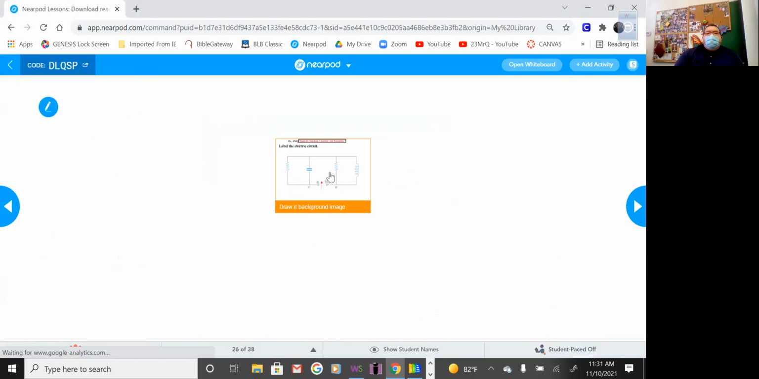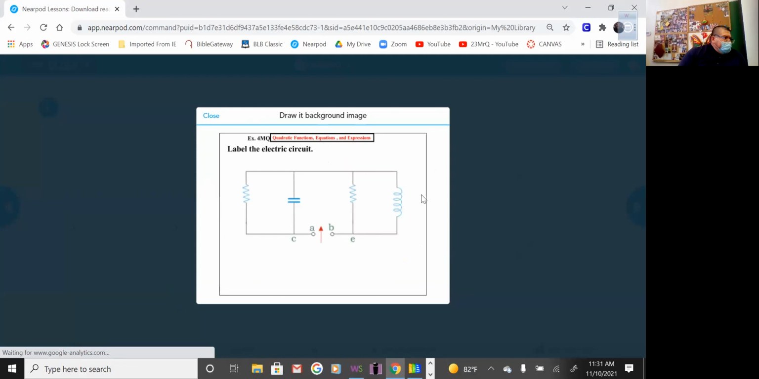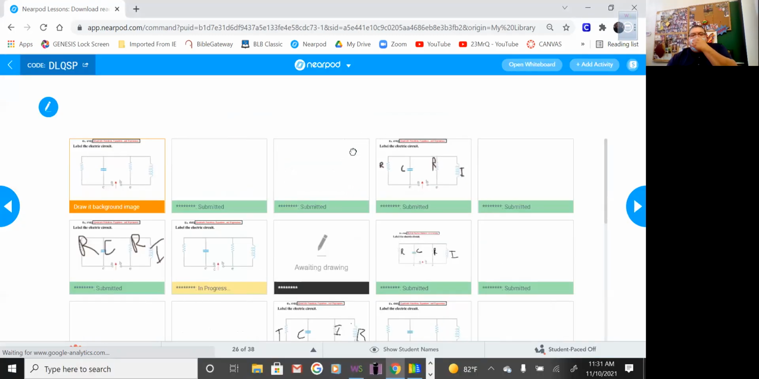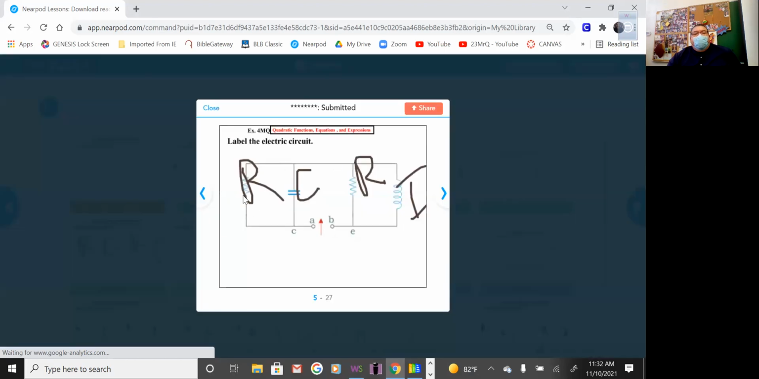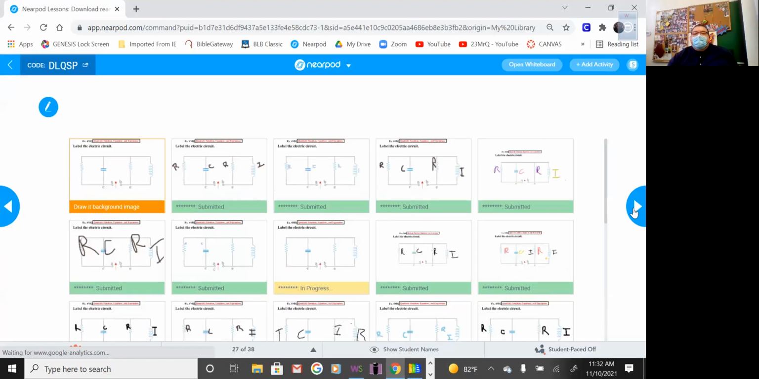Lock your toolbar for that one. See how you do with that one by yourself. Hurry up, hurry up. Label it. All right. Oh my goodness. All right. I get it. Oh my goodness. So yeah, it looks like, all right. Yes, resistor, capacitor, resistor, inductor. Okay, I get your point. My goodness. Let's move on.